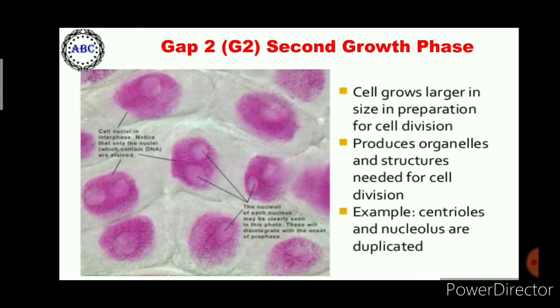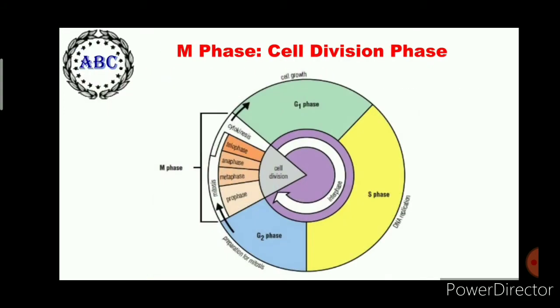In G2 phase, the cell grows larger in size in preparation for cell division. It produces organelles and structures needed for cell division. The best examples are that centrioles and nucleolus are duplicated during G2 phase.